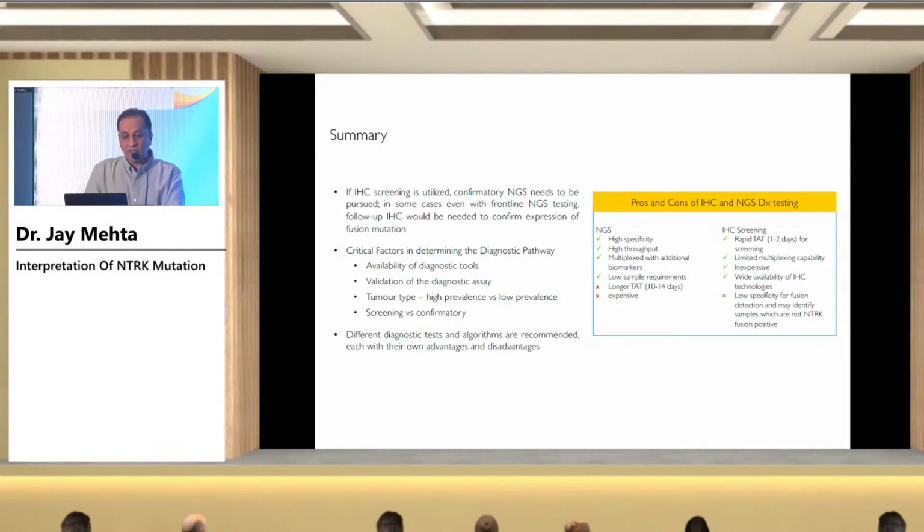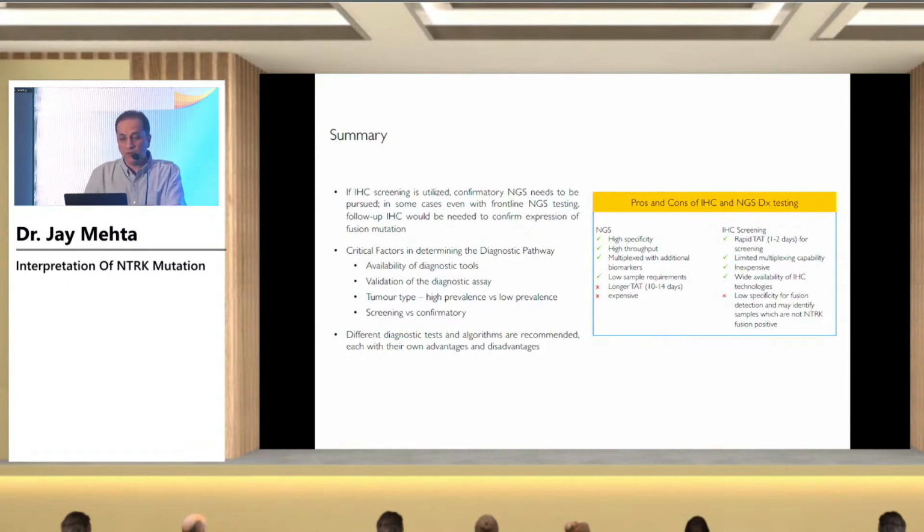Now, different diagnostic tests and algorithms can be used. You need to identify the advantages and disadvantages. And I'll just run through these pros and cons of IHC and NGS diagnostic testing again. So NGS: high specificity, high throughput. You can multiplex and use multiple targets with that. You require a low sample input because it's a small input tissue which gives you more information. The cons are that it's expensive and has a longer turnaround time vis-a-vis immunohistochemistry, which can be rapid.